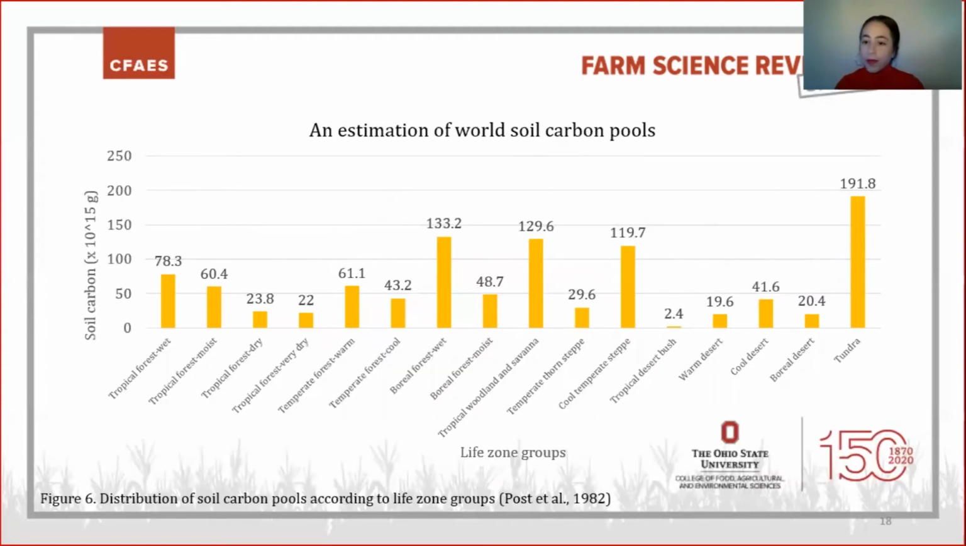Now this is the diagram that we saw previously, but just in another form, in a bar graph. And we can see that the highest carbon content is in the tundra, followed by the boreal forest wet, and then by the tropical woodland and savanna. So why grasslands and woodlands? Now, this is for another reason. It's because of the root system.